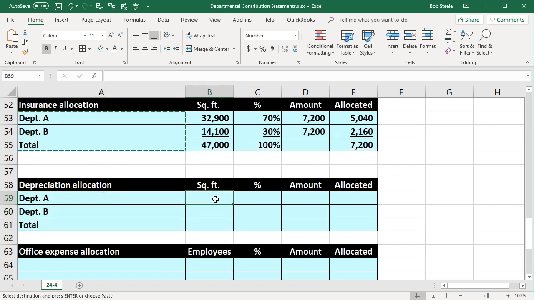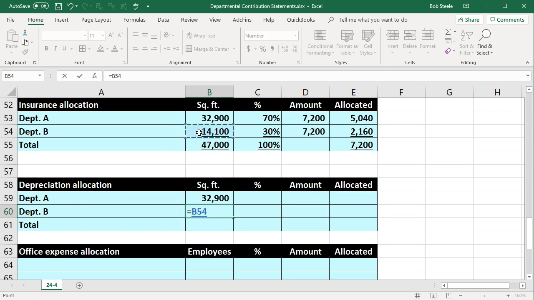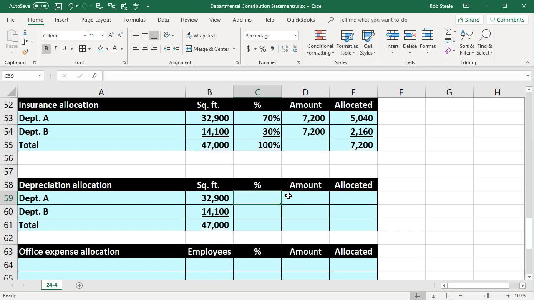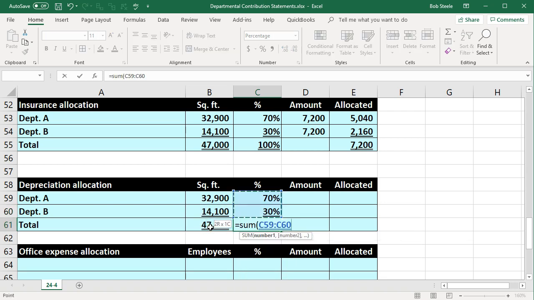So the square footage, I'm just going to pick it up from up top: the 32,900 square footage for A, and then equals the square footage for B, 14,100, equals the sum of A and B. There's our total square footage. Same percentages. We're going to say this equals the 32,900 divided by the total. This equals the 14,100 divided by the total. Summing those up gives us 100%.